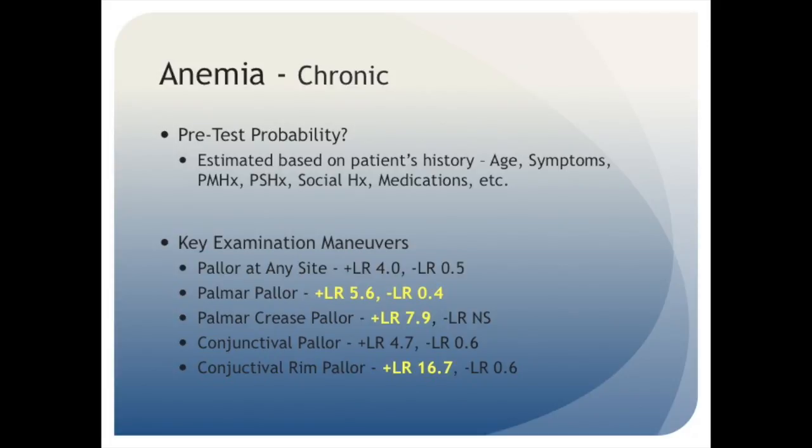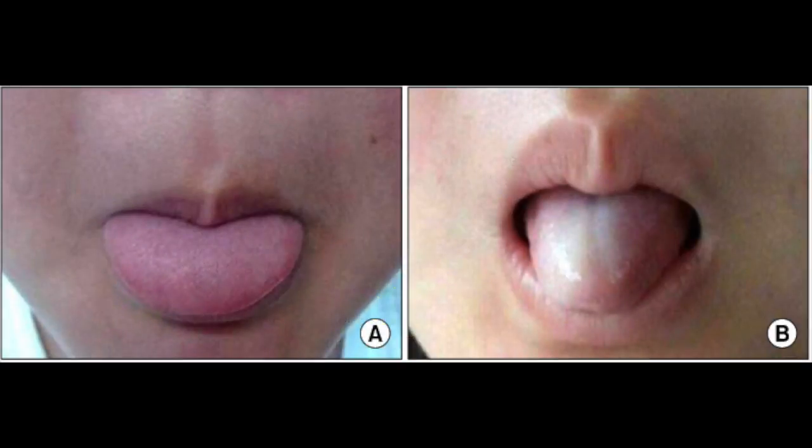And on this slide, you can see a few select exam maneuvers with their positive and negative likelihood ratios listed. Let's take a look at a couple of the highlighted ones. So, as you can see, most of these, in some way or another, deal with looking for pallor in the patient, which is a sign of chronic anemia. And there are several areas of the patient's body that you can use to assess for pallor.